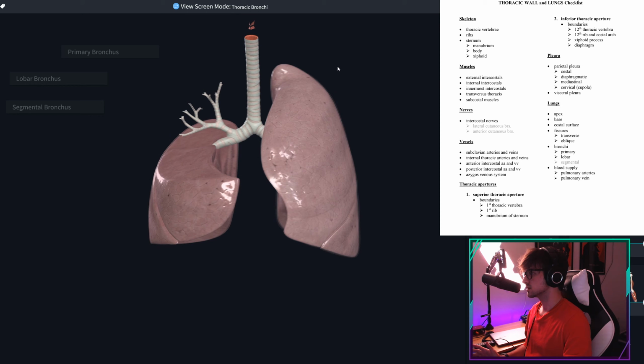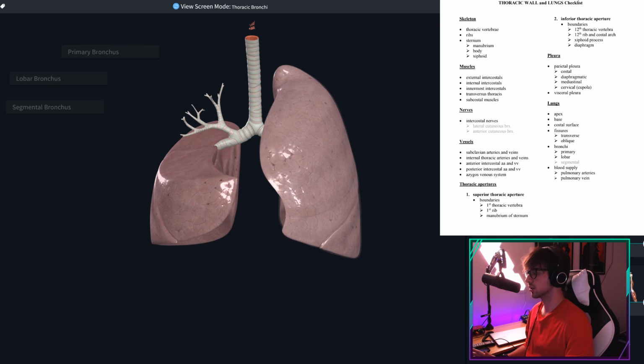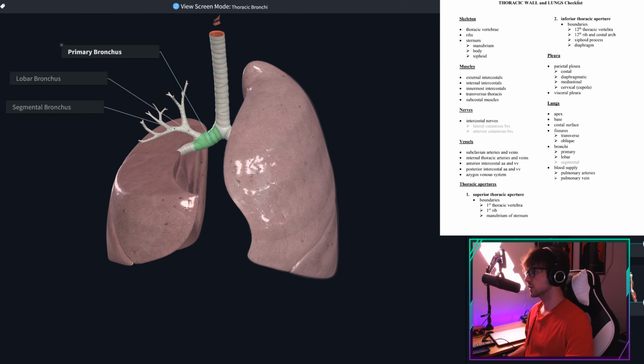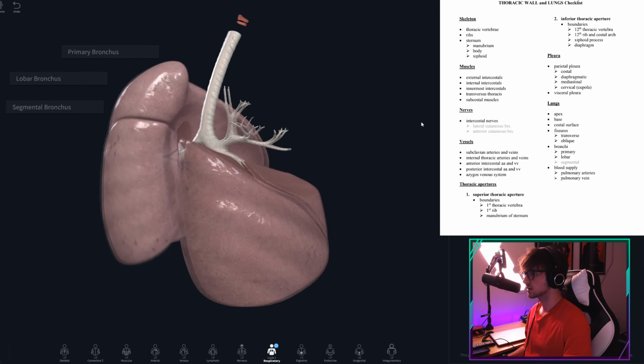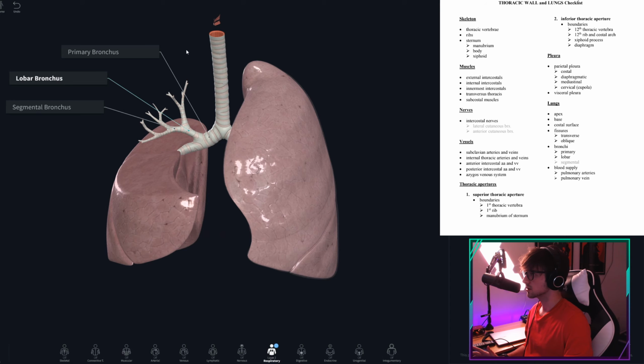Okay, this is a more, I just cut off one of the lobes of the right lung so we can look at the bronchi that you have to know. We have primary bronchi right there. You can see the lobar bronchus there and the segmental right there. So I'll just give a better view. So primary bronchus, lobar bronchus, segmental bronchus.